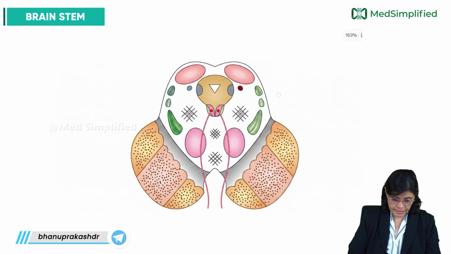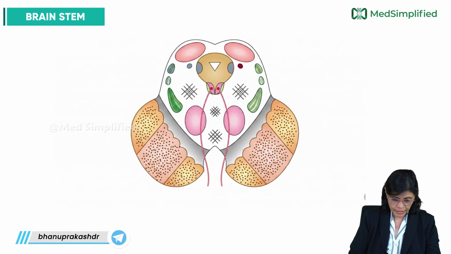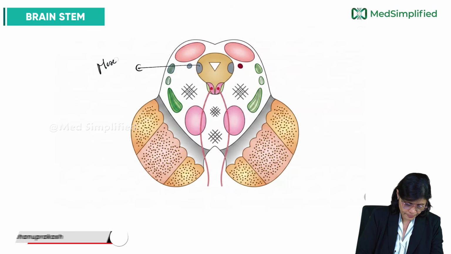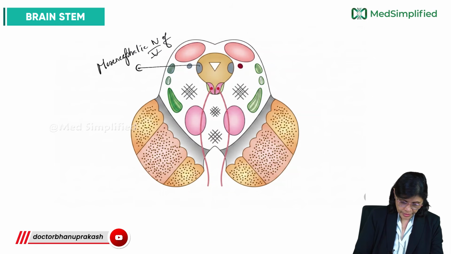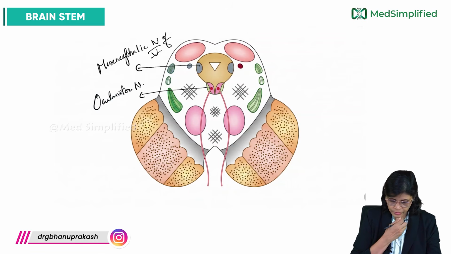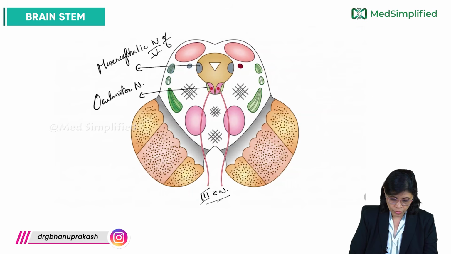Here what happens is the central grey matter will again have two nuclei. Here we can see one is the oculomotor nucleus. This is the mesencephalic nucleus of trigeminal. In addition to that we will also see the oculomotor nucleus. This is the oculomotor nerve, the third cranial nerve here. This oculomotor nucleus lies in the ventromedial part.